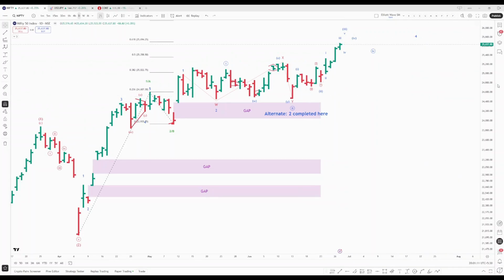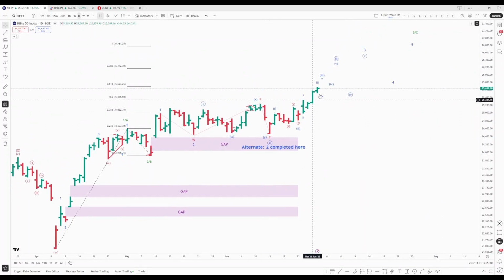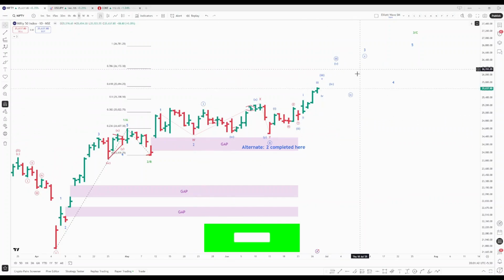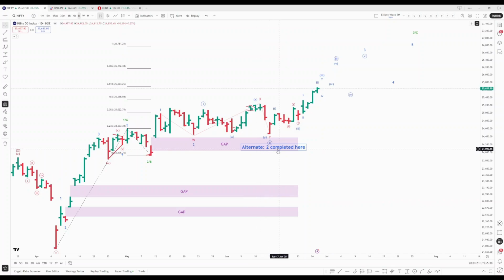So in both the cases, it doesn't really matter because it would eventually end up being an impulse. It will be just the minor level counts that will change. So there might be some difference in the size as well, but we are anyway going to capture the extension. So that shouldn't really matter, but just for the sake of clarity about which third this is, we are assuming right now that 2 ended here, and from here this third has started. And we might change it in case we feel the counts are not making sense with this, we can switch 2 to here. That's why I've marked it as alternate 2 completed here.